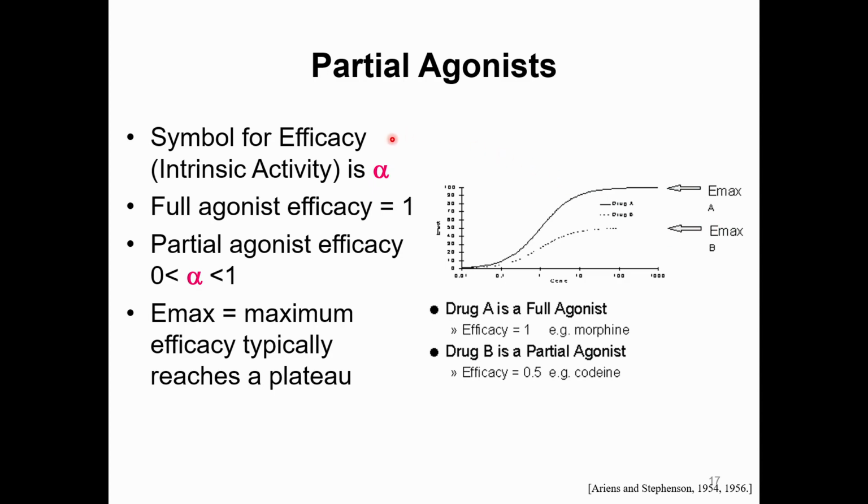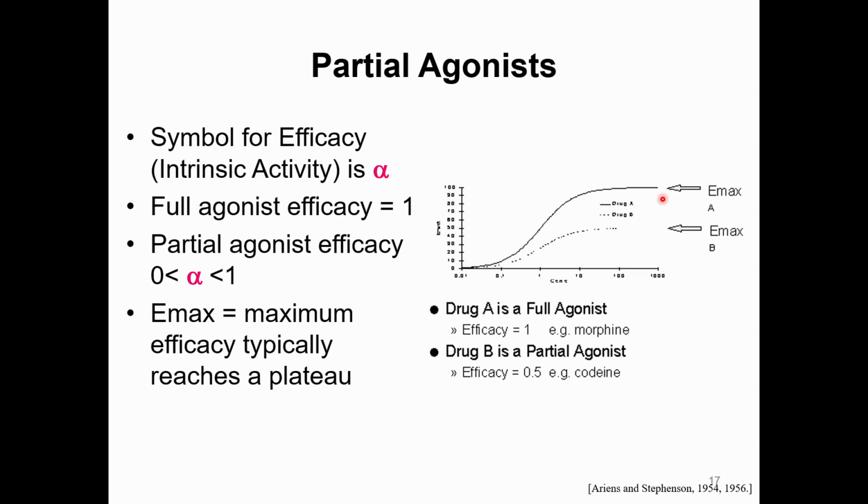If we think about efficacy, the intrinsic activity is another name for this, and it's often denoted by alpha, a symbol for efficacy. The efficacy of a full agonist is 1, and the efficacy of a partial agonist is somewhere between 0 and 1, okay? Emax is the maximal efficacy, and it usually reaches this plateau because of saturation.